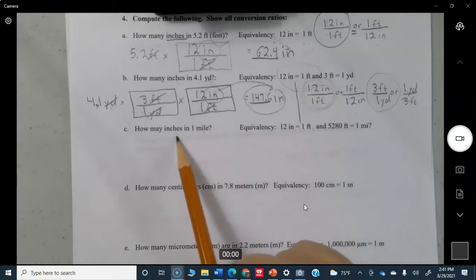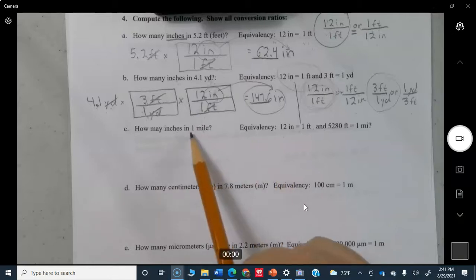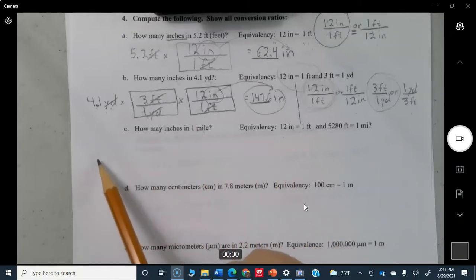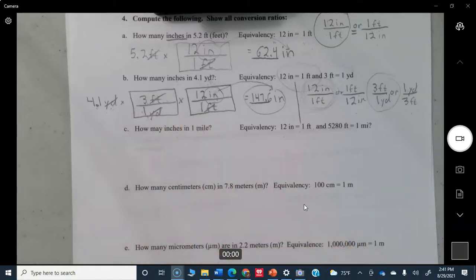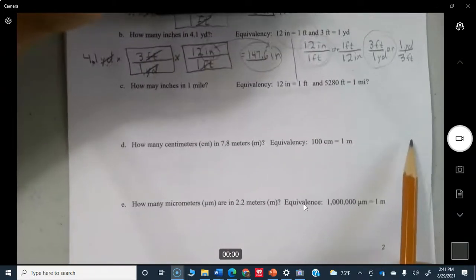It's asking for inches. That's going to go over here. It gives you 1 mile. That's going to go over here. Miles abbreviated MI. And then you're going to need 2 boxes, just like you did here. And go ahead and set that up. Okay? So that one's for you to do.